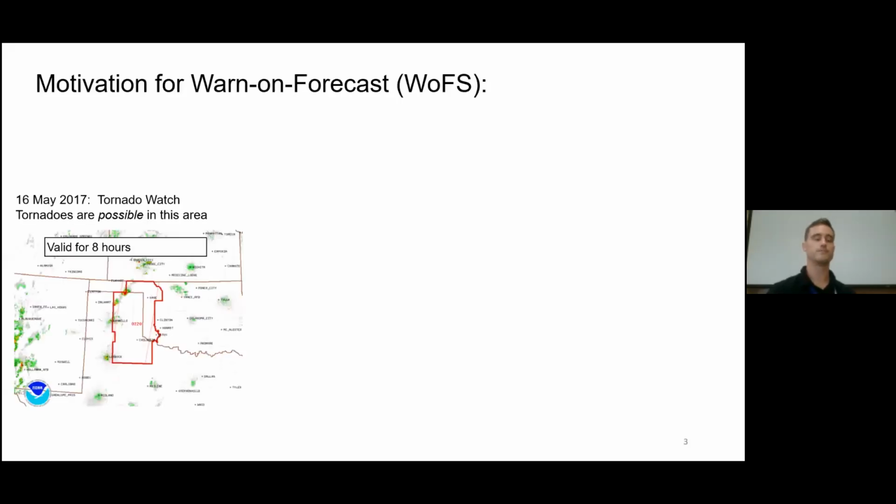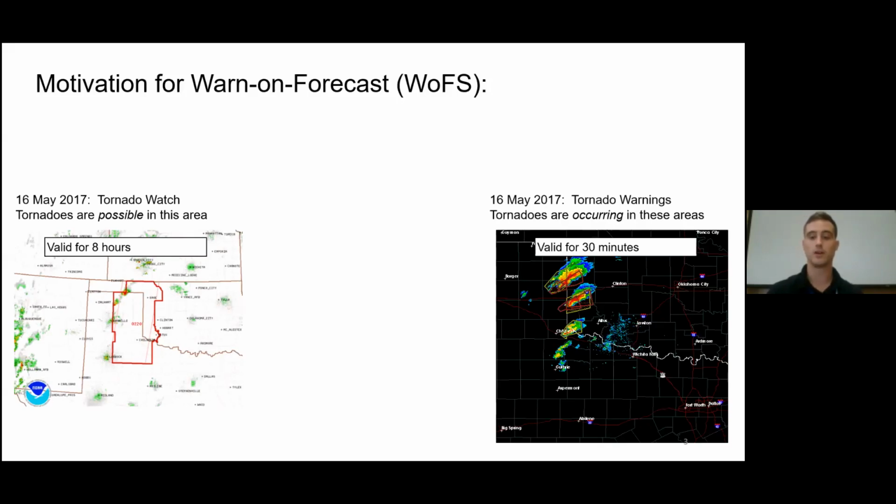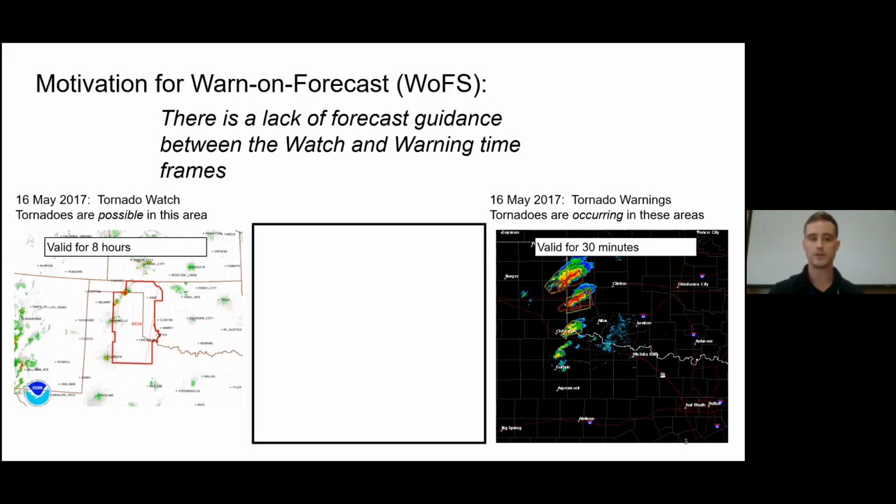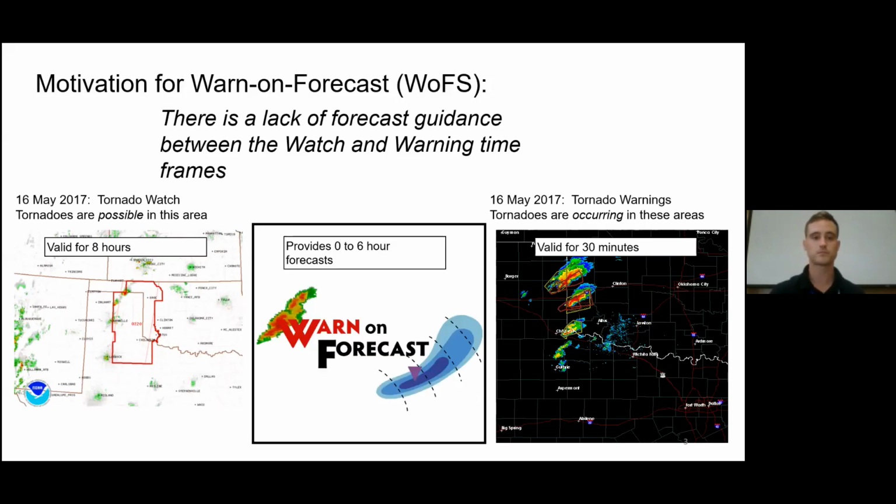Okay, so the motivation. Forecasters will typically issue severe weather watches 8 hours in advance. So this is typically the morning of, if it's an evening severe weather day. And then once the events really get going, they start issuing tornado warnings, on the time scale of about 30 minutes before the events happen. This is really once the storms get going that they're issuing these warnings. So that leaves a gap in the middle between this 8 hours and 30 minutes that we're looking to fill with the Warn-on-Forecast system.